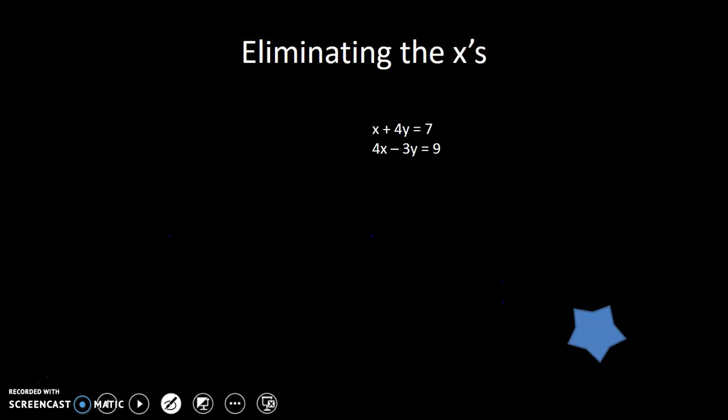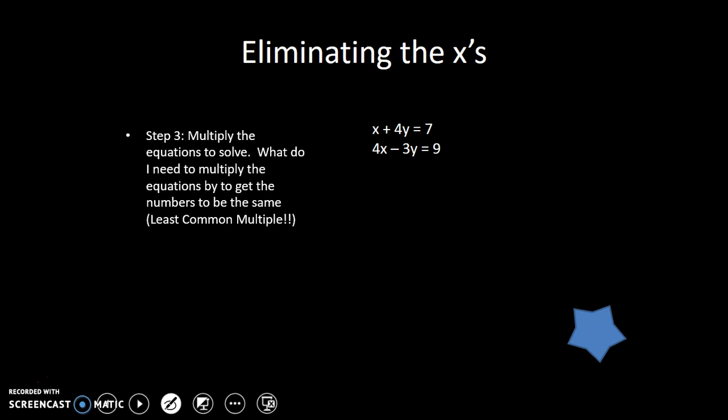So eliminating the x's, I'm going to multiply the equations to solve. What do you need to multiply the equations by to get the numbers to be the same? Remember, the least common multiple. So I'm going to multiply the top by 4, so I have a 4 on the x on the bottom and on the top. So it gives me 4x plus 16y equals 28, and 4x minus 3y equals 9. Okay, so from here, since they have the same sign, I'm going to subtract and eliminate. So I get 16y minus -3. Remember, we subtract negatives like adding, so we get 19y equals 19.